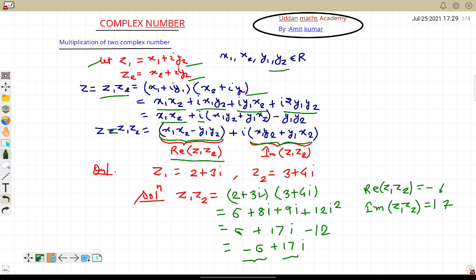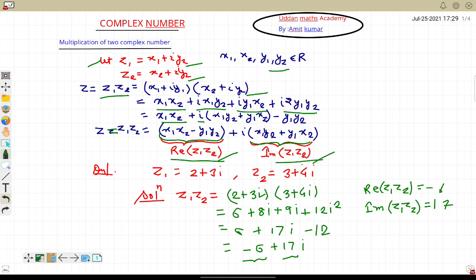One important thing: whenever you try to find the product or division or addition or subtraction, always try to write the resultant complex number in the form of x plus iota y, meaning real part and imaginary part must be separate from each other. So you can check, we have the real part and we have the imaginary part.